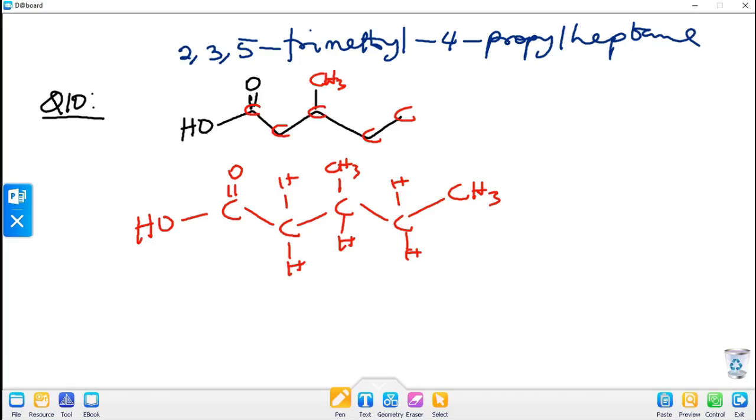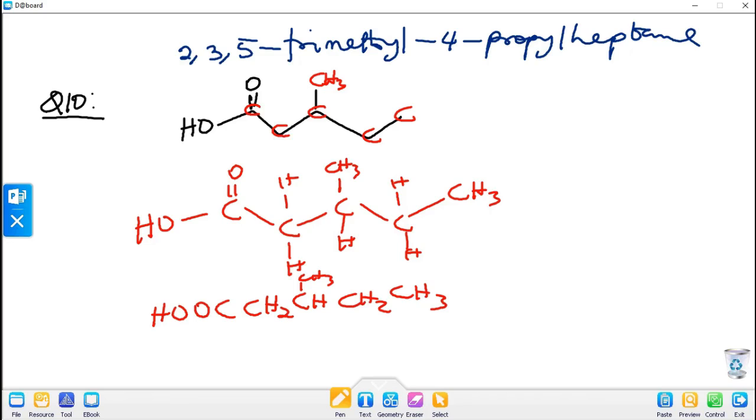So you may choose now to write the condensed formula. HO, OC, CH2, C, and then we have CH3 up and H down, and then we have CH2 and then CH3. This is just the compound.